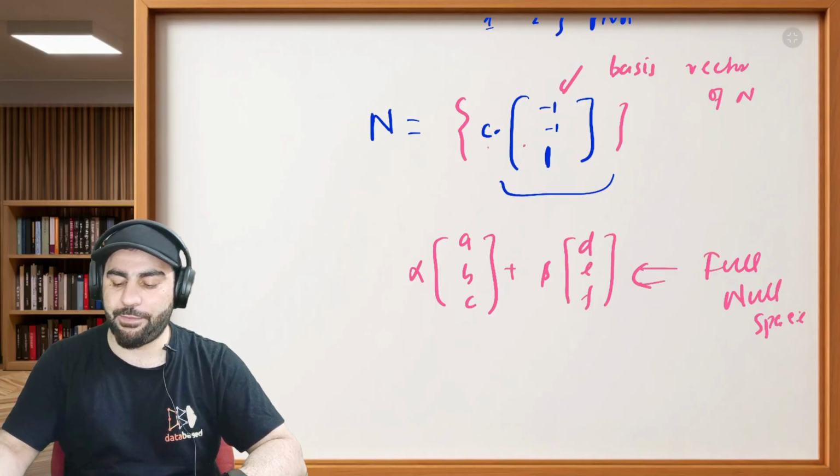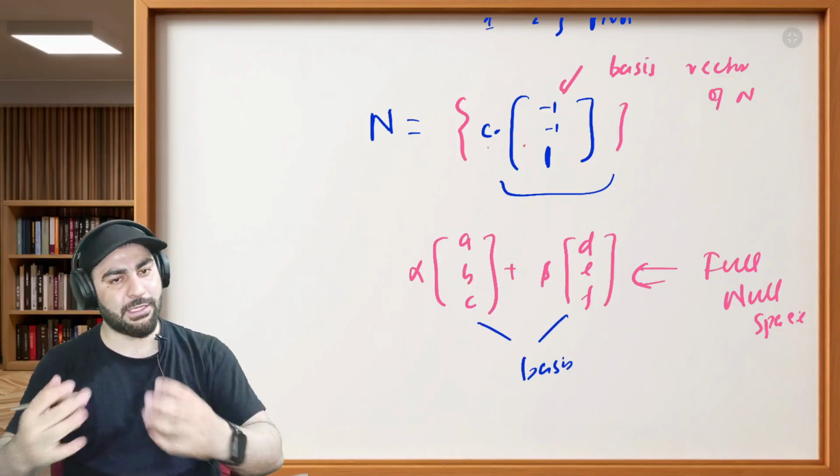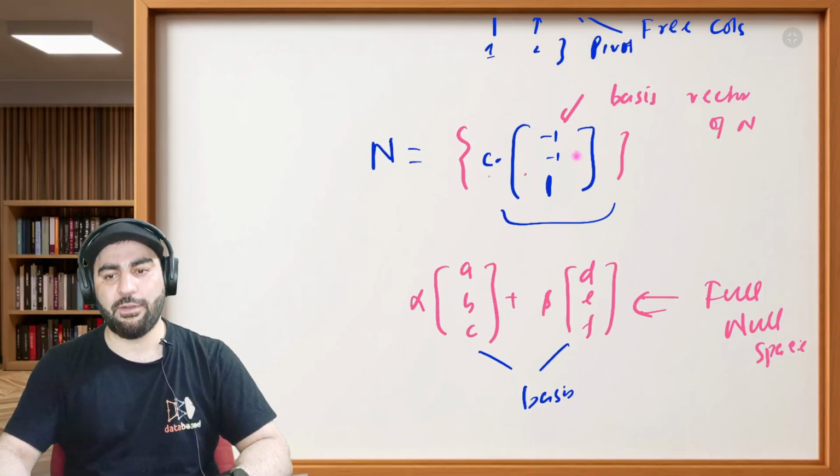And these things are just bases. If you take these two things individually, these are basis vectors. But when you take a linear combination of them, what it becomes is the full null space. Similarly over here, this one vector was this n vector.